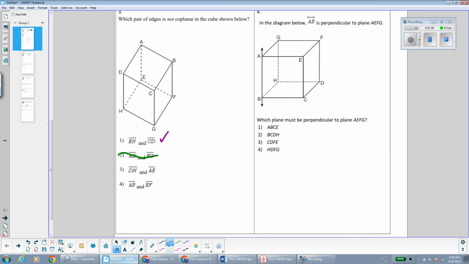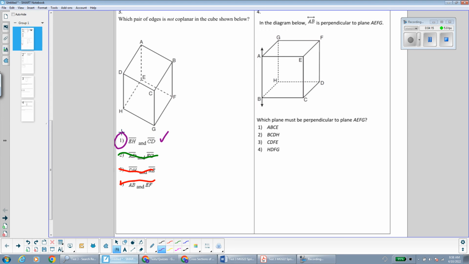Moving on, DH and AE. Clearly, they are on the same plane. We can easily draw that plane. So that's not the correct answer. And then finally, AB and EF. I can pretty easily draw that plane as well. So those are on the same plane as each other. That leaves us with answer choice number 1. I tried, but I could not find a plane that EH and CD were on together.